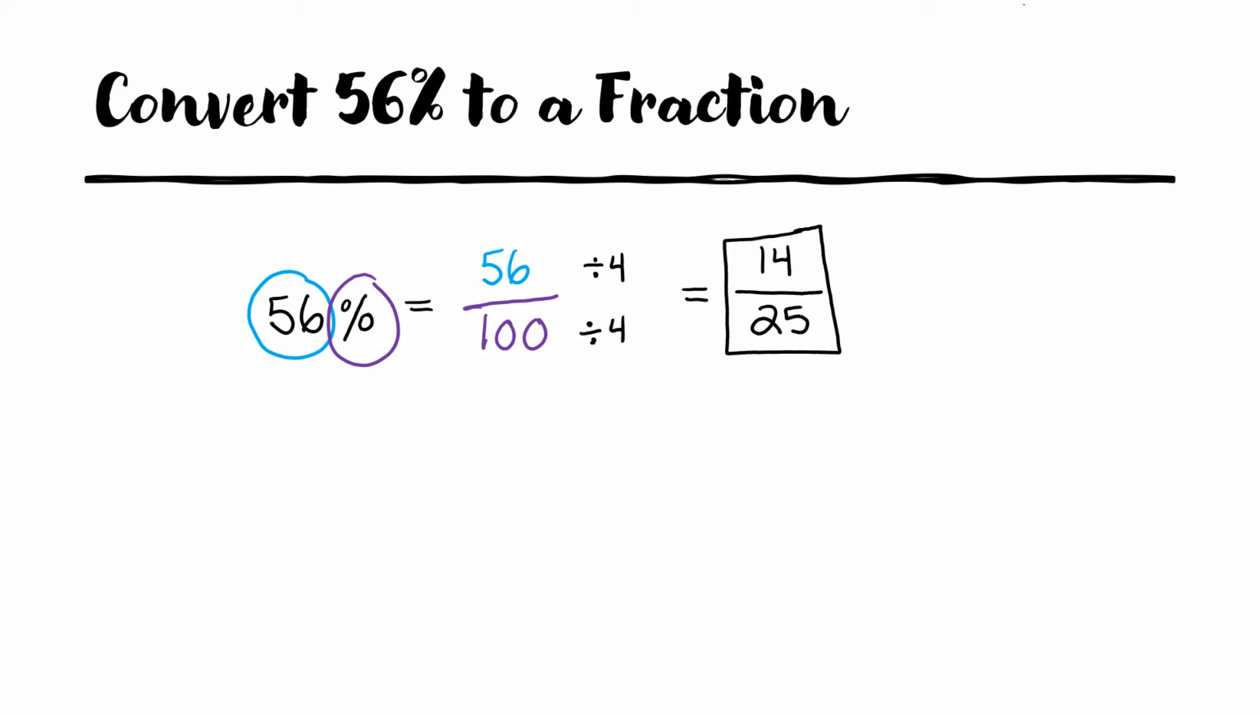If you needed to show more work, either for finding the greatest common factor, or for dividing 56 by 4, or 100 by 4 if you really needed to, that's perfectly okay.